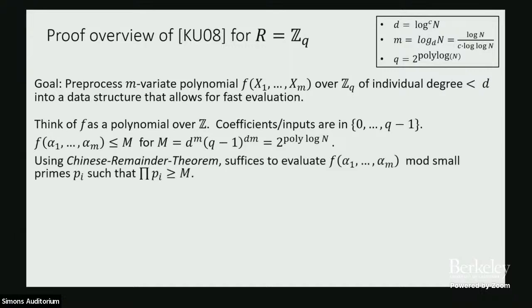This is the main idea: to use the Chinese remainder theorem. So instead of evaluating the polynomial over the integers, it suffices to evaluate it modulo a bunch of small primes whose product is bigger than the integer output of the polynomial, evaluated on all points. So we're going to take all the smallest primes less than 16 log M, and it turns out that the product is bigger than M. So we take a small number of primes, and they're relatively small. Each one of these primes is less than 16 log M.